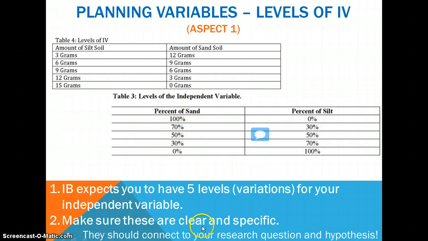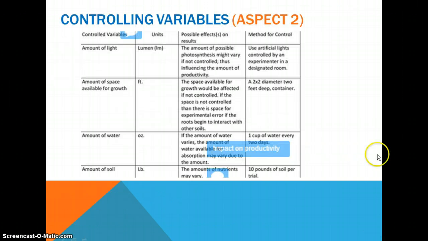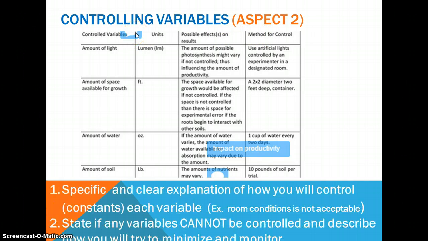This is important because we need to make sure we're clear and specific and we relate back to our research question and hypothesis. We're finally moving out of aspect 1 into aspect 2, and now we're talking about controlling the variables in an experiment. You guys might remember this as constants from another class. IB likes to call them controlling variables. This is a very strong organizational table for talking about this. Most students struggle to be clear and specific in this section.